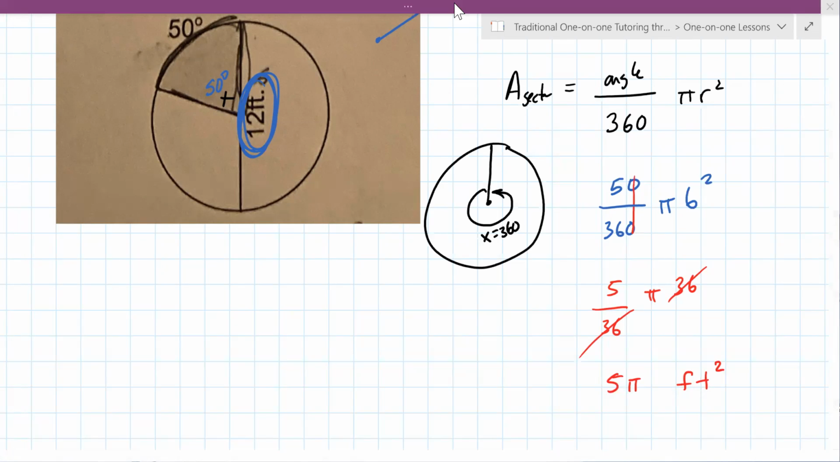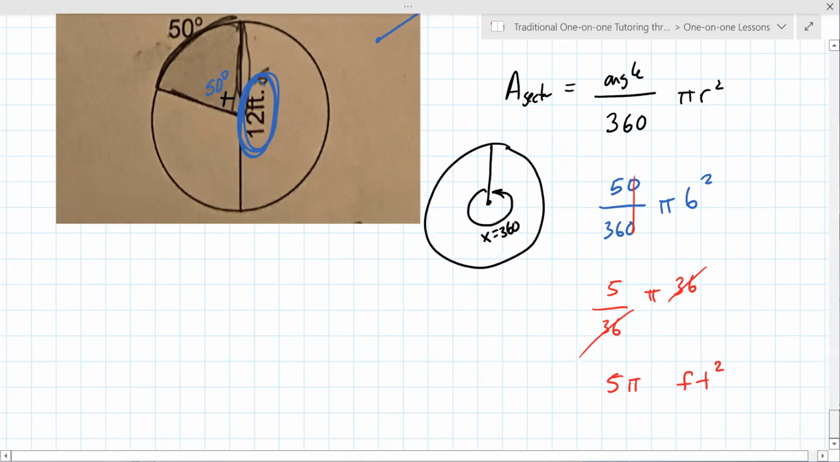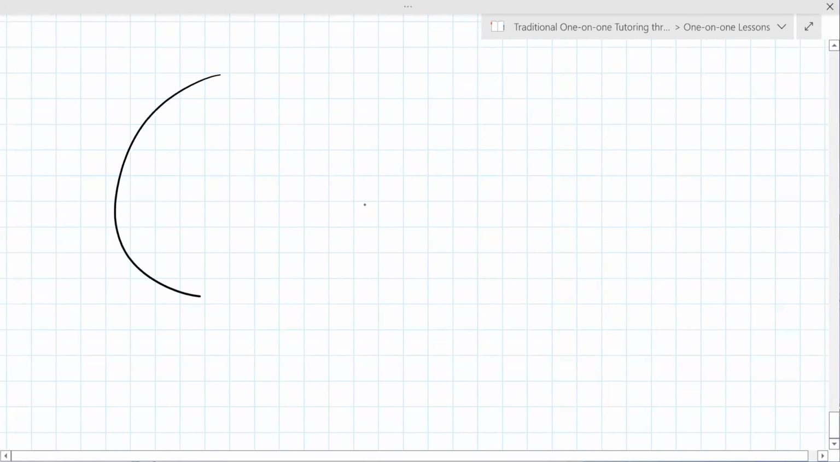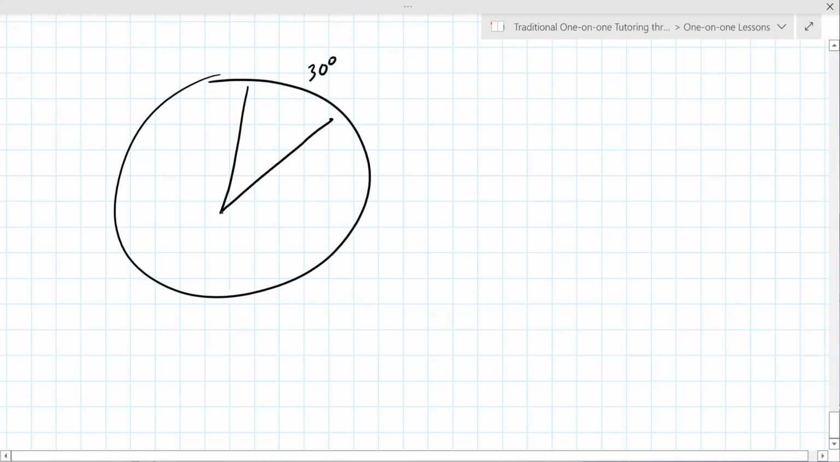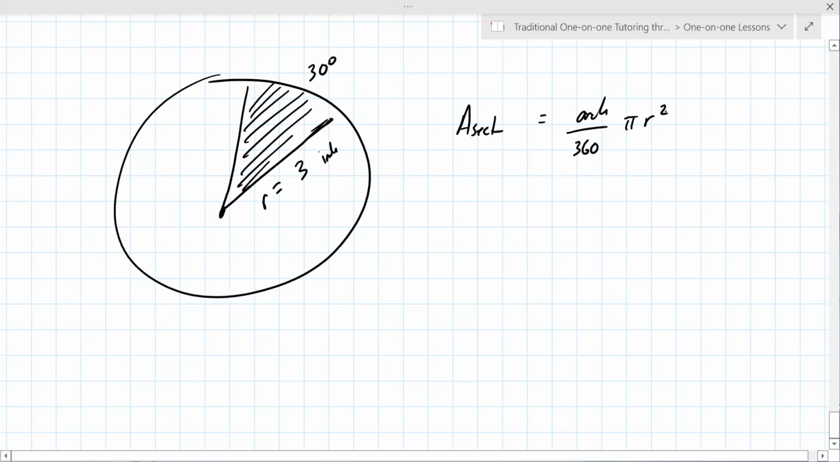So let me give you another problem like this, a simpler one, but it's a pizza slice problem. Let's say this is 30 degrees. The radius is 3 inches, and we want the area of the pizza slice. So the area of the sector, the pizza slice, is the angle out of 360 times pi r squared.